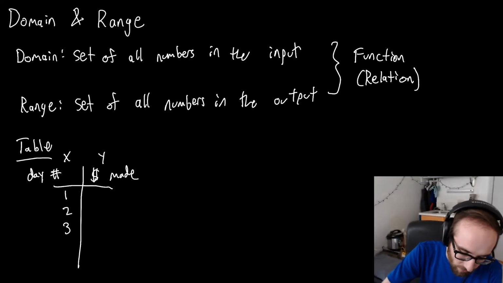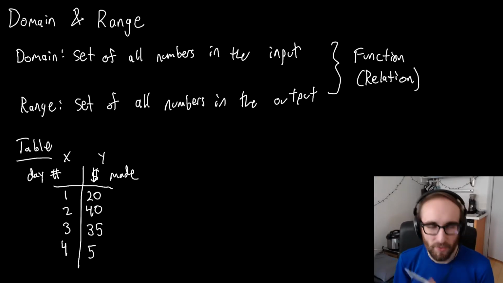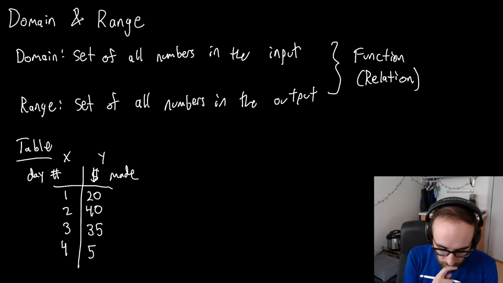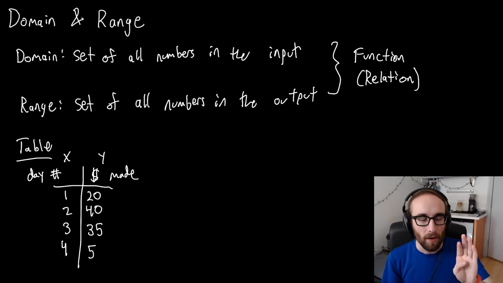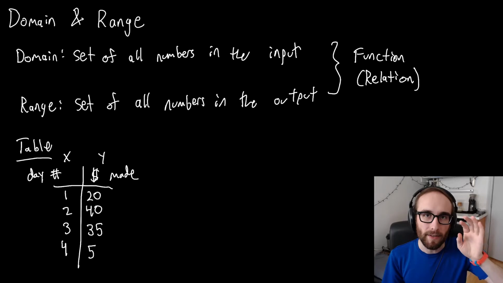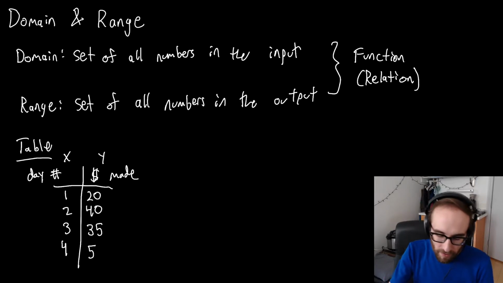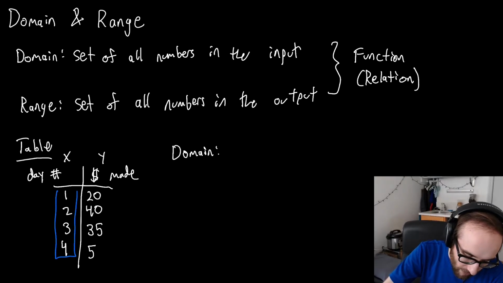So 1, 2, 3, 4. And then maybe you made $20 on the first day, 40 on the second, 35 on the third, and then the fourth day, you only made $5. Like a short day, maybe. Okay, so we have a table, we have x and y values. When we're given a table, the domain and the range we can just list as a list of all of the numbers that we see for the x's and all of the numbers we see for the y's.